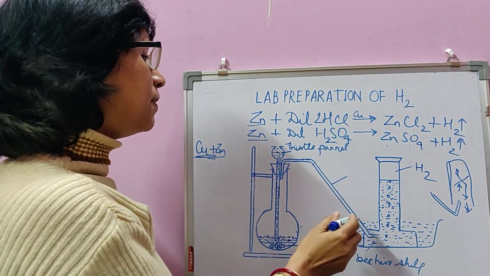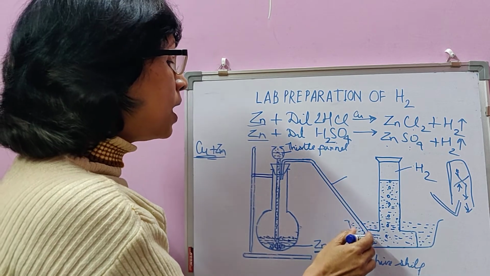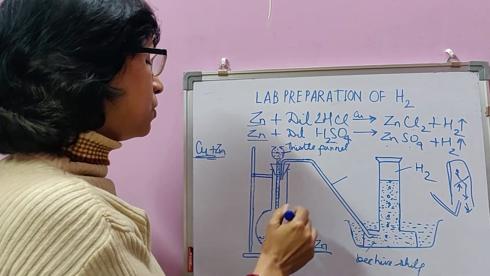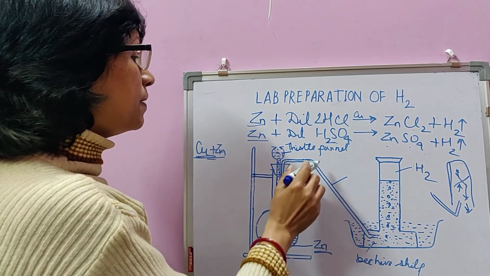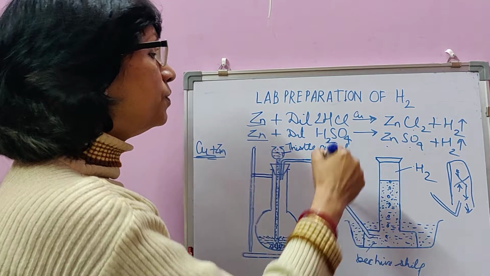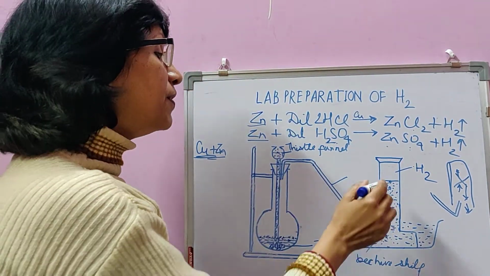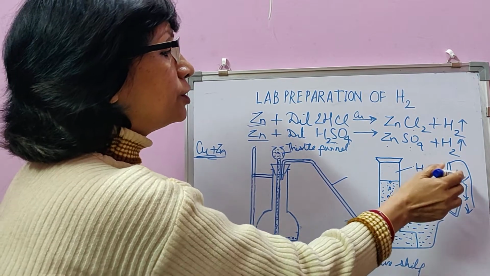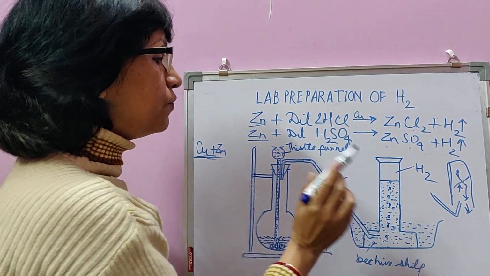Why don't we put the other end of the delivery tube directly under the beehive shelf? Because then it will be a mixture of air and hydrogen. So we wait for some time till the air of the flask and delivery tube is pushed out, and then we put it in. Why do we collect over water, not air? Because a mixture of air and hydrogen is explosive. So we prefer over water.